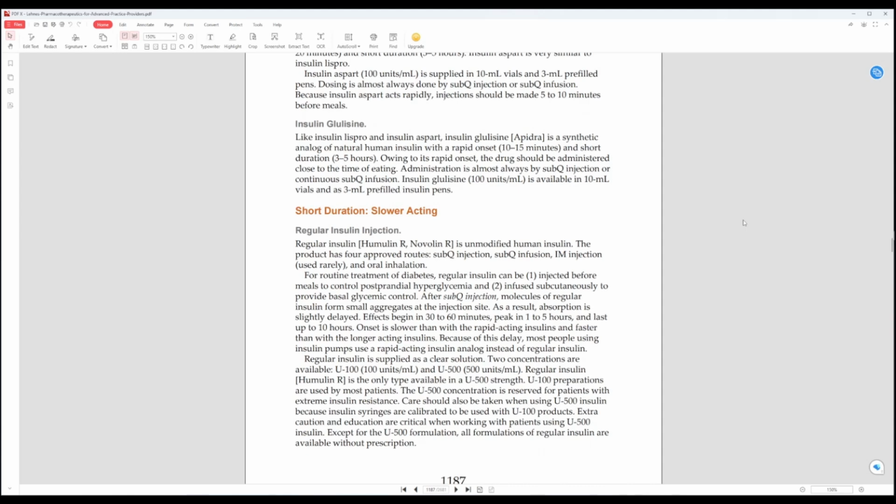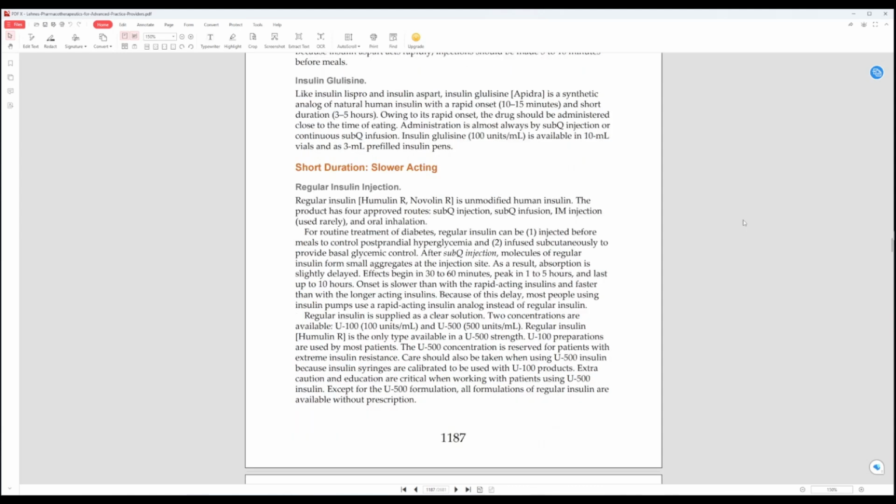And the last one, insulin glulisine. Like insulin Lispro and insulin aspart, insulin glulisine, or Apidra, is a synthetic analog of natural human insulin with a rapid onset, again 10 to 15 minutes, and short duration, again 3 to 5 hours. Owing to its rapid onset, the drug should be administered close to the time of eating. Administration is always done by sub-Q injection or a sub-Q infusion. Insulin glulisine is available as a 10 ml vial or a 3 ml pre-filled insulin pen.